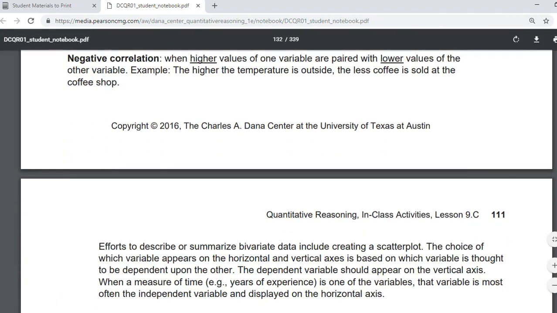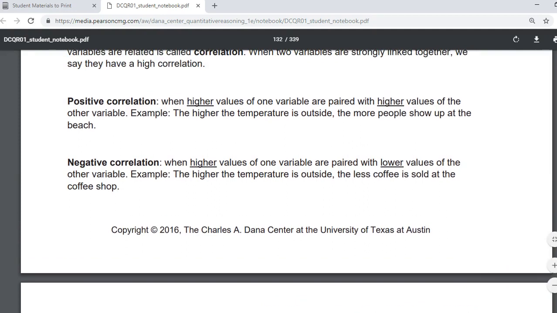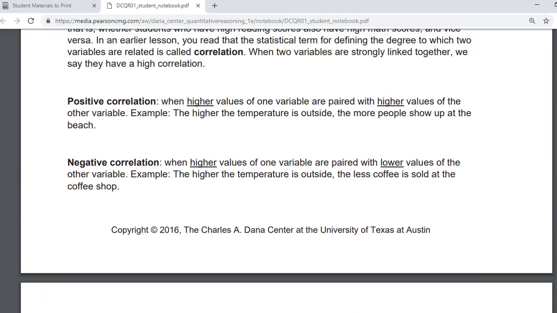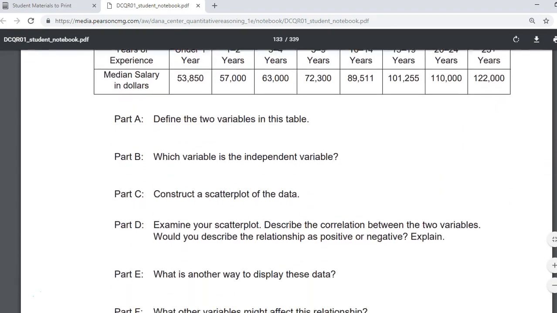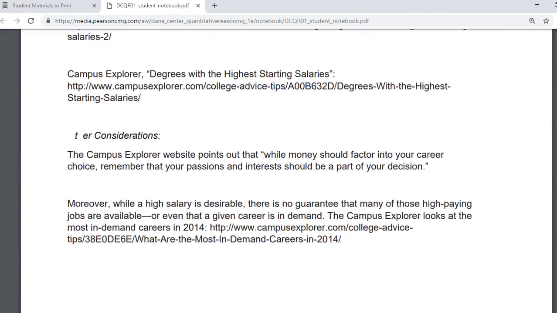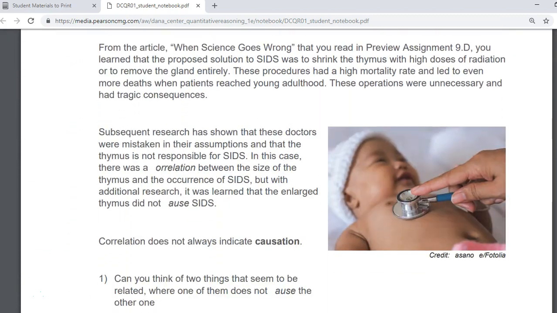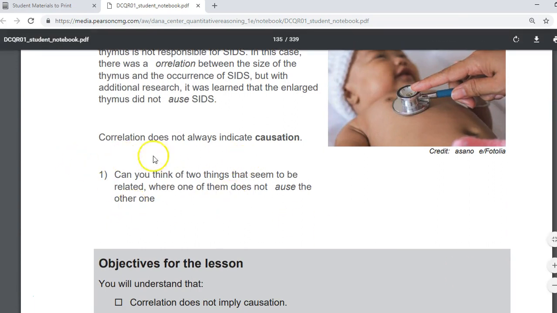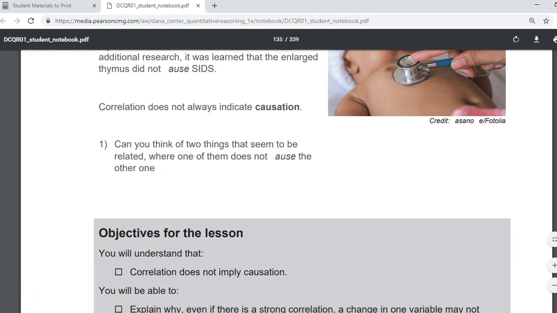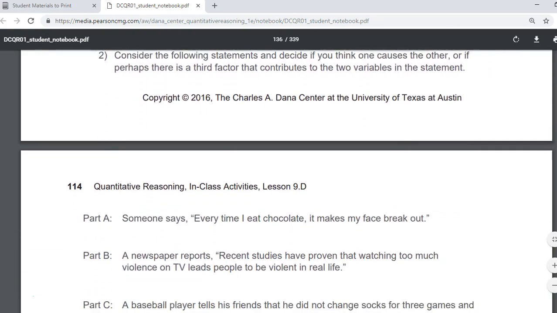And then correlation. I would definitely know the definitions for positive and negative correlation. And then I'm going to keep going because here, let's put all of this together. Where it says correlation does not always indicate causation, I would highlight that, underline that, and then we've been going around that a whole bunch more with observational versus experimental studies.